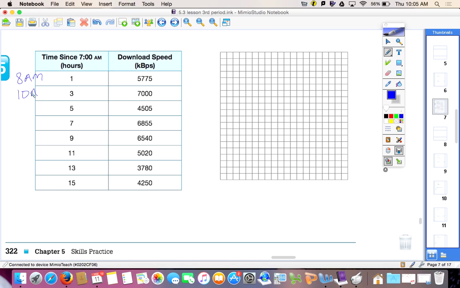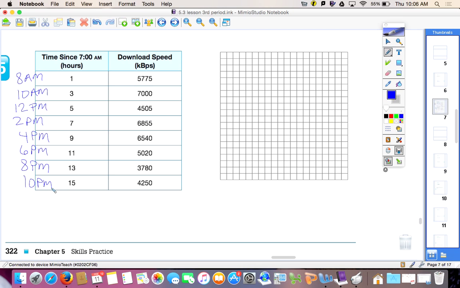7 a.m. In this case, 7 a.m. would have been your 0. Okay, so when you see the number 1 here, that's the same as 8 a.m., right? And the 3 would be the same as 10 a.m. And the 5 would be 12 noon, right? So 12 p.m. And then the 7 would be 2 p.m. And then 9, 4 p.m. And then 11 would be 6 p.m. So do you see how they did this? 8 p.m. and then 10 p.m.